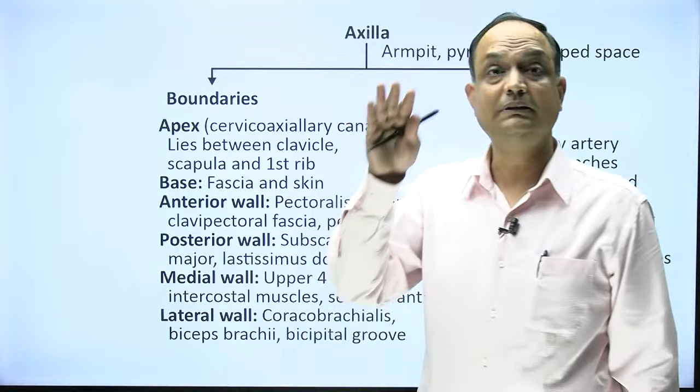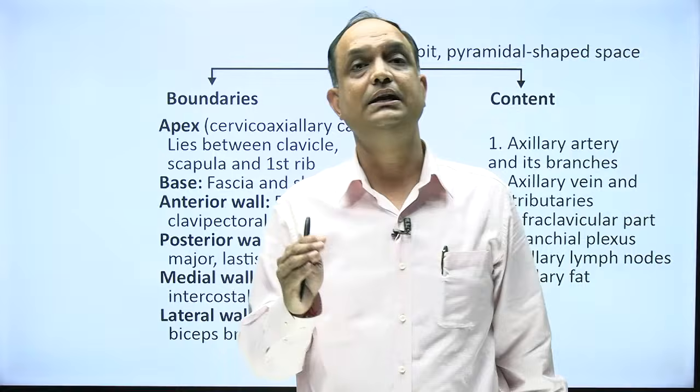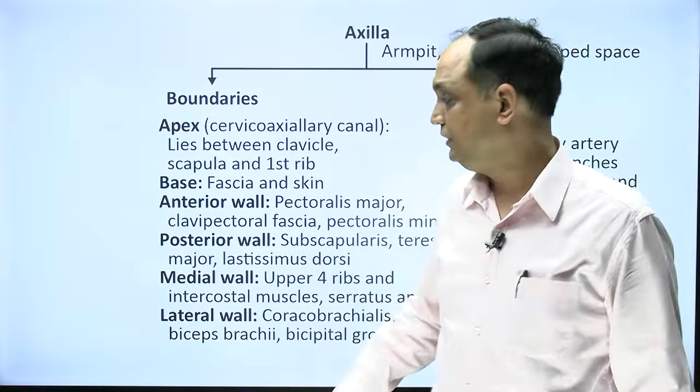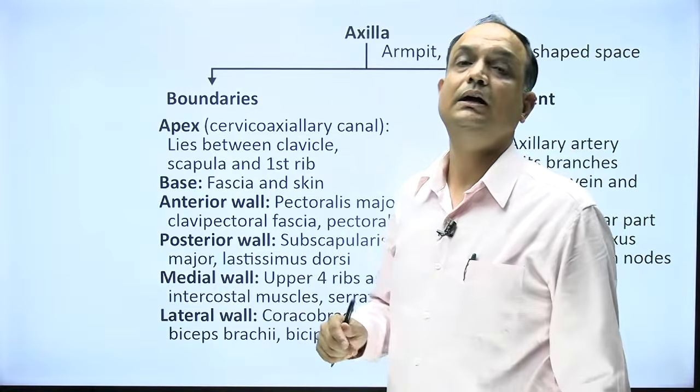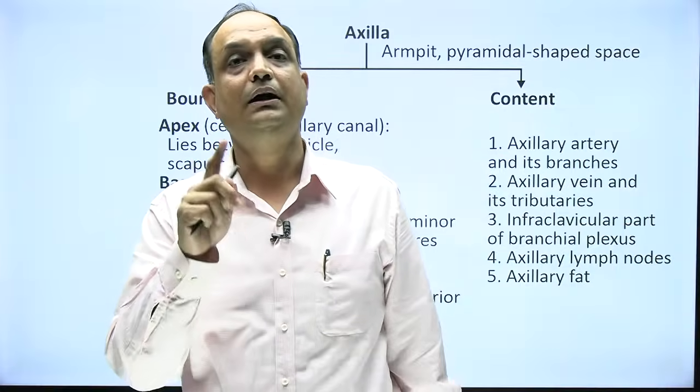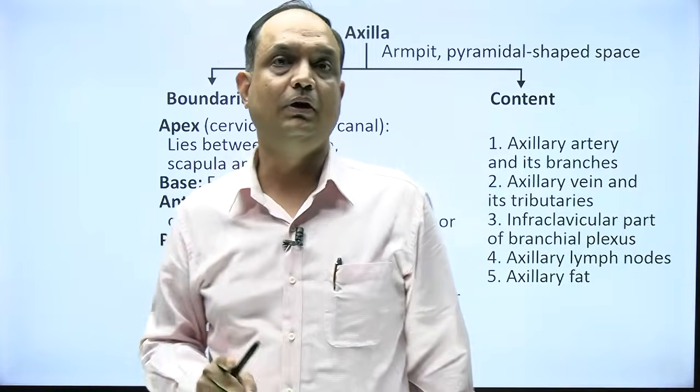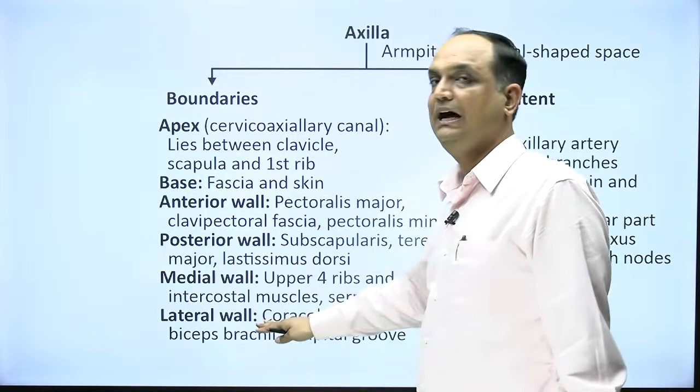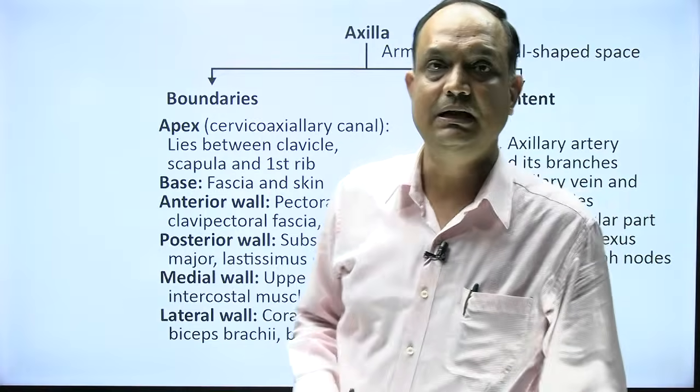Posteriorly, you will have three muscles from above downwards: subscapularis, then teres major and latissimus dorsi. The medial wall is formed by the lateral wall of the chest, but up to the fourth rib, which is an important landmark, and laterally you will have the coracobrachialis and bicipital aponeurosis.